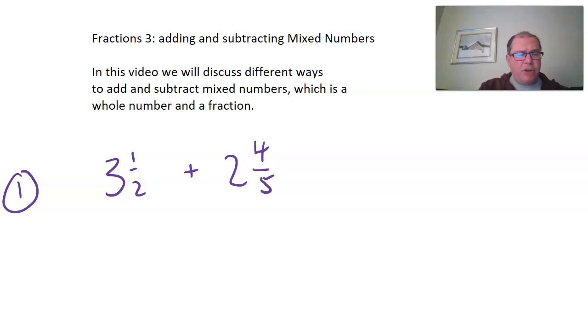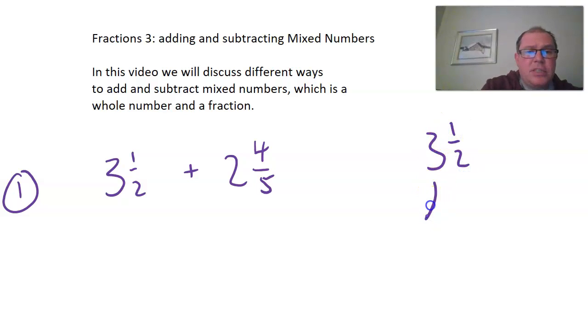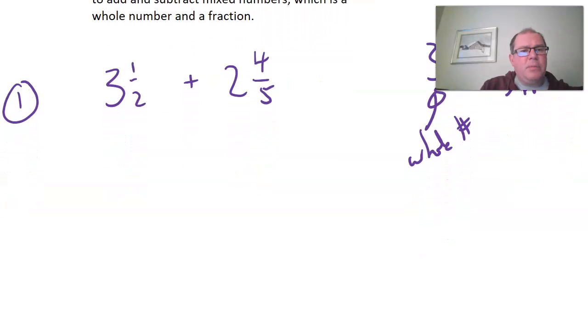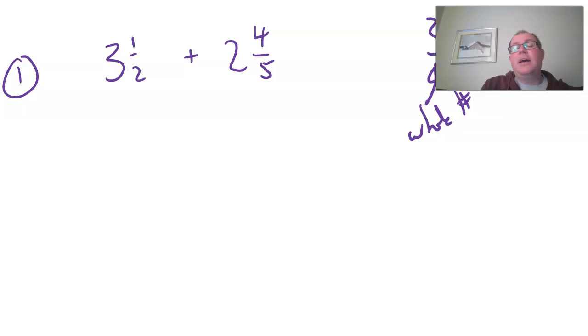So this is when we have a whole number, like 3, and a fraction, like a half. That's called a mixed number or a mixed fraction, because this is a whole number, and this is a fraction. And we'll start with adding, and we'll do a couple of examples of adding, and then we'll look at subtracting. And I'll show you some different ways of doing the subtracting, which can be a bit trickier.